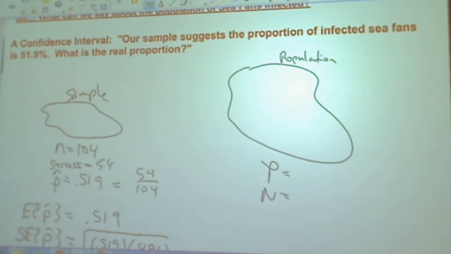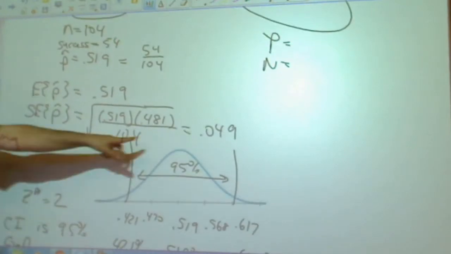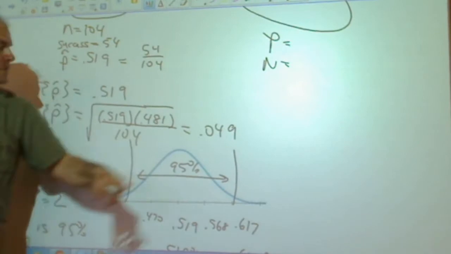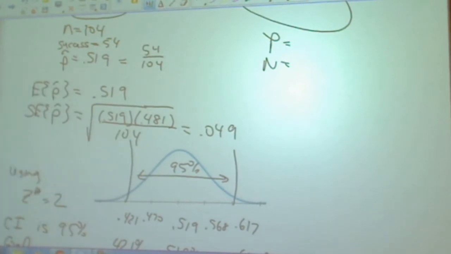Yep. The 0.481 is Q. It's always 1 minus. Yep, that's Q. Okay. And the n is what?